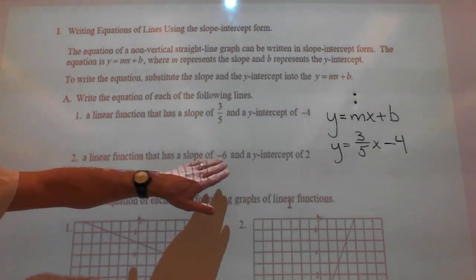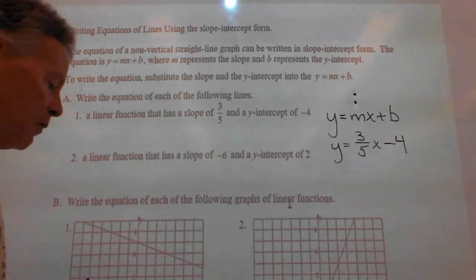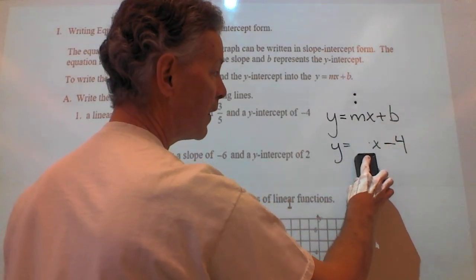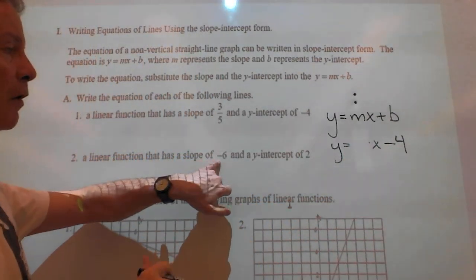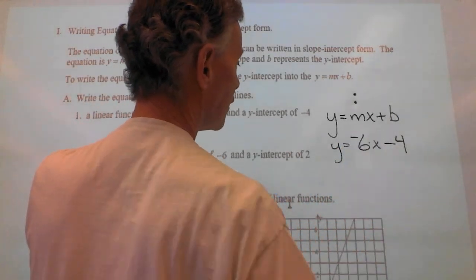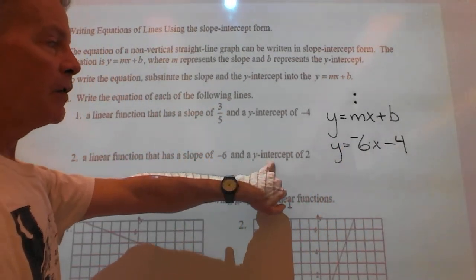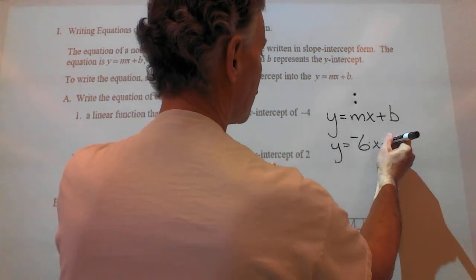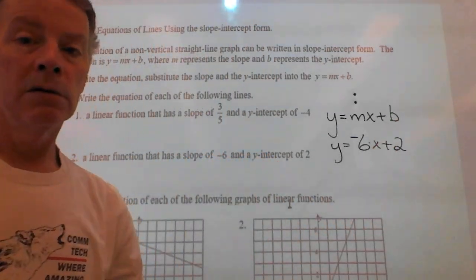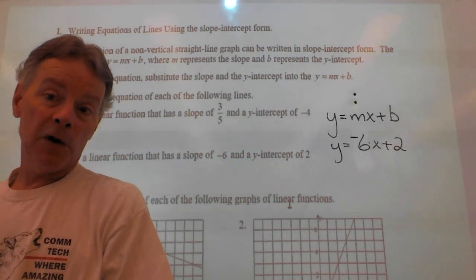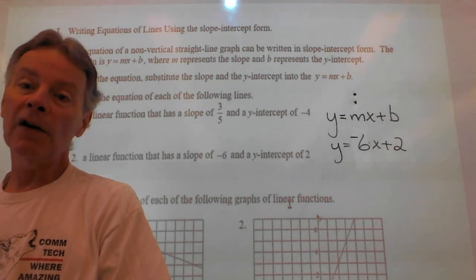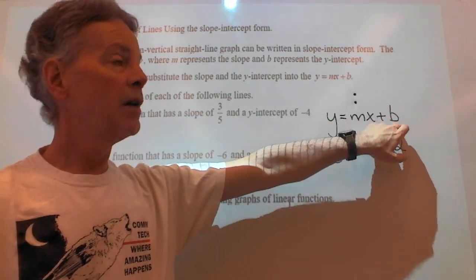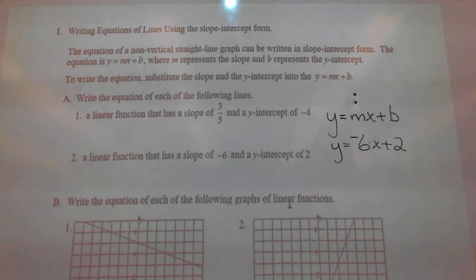Well, what about if it has a slope of -6 and a y-intercept of 2? Nothing could be easier. You simply substitute a different value for the slope. Our new slope is -6, so we're going to put a -6 there. Our y-intercept is 2, so instead of -4, it becomes +2. Pretty easy, hey? Okay, so you're just substituting. The important thing is you have to know where to put the numbers. Slope goes where you see m, y-intercept goes where you see b.